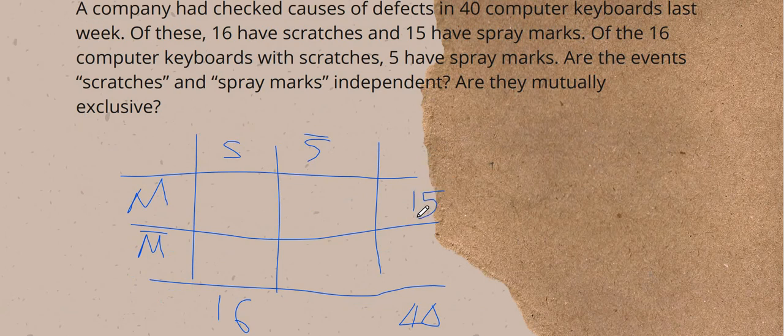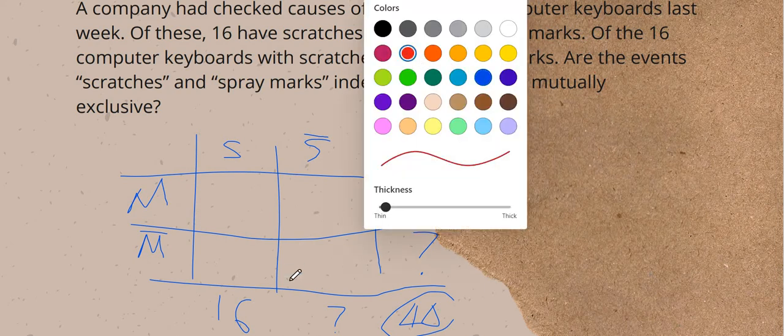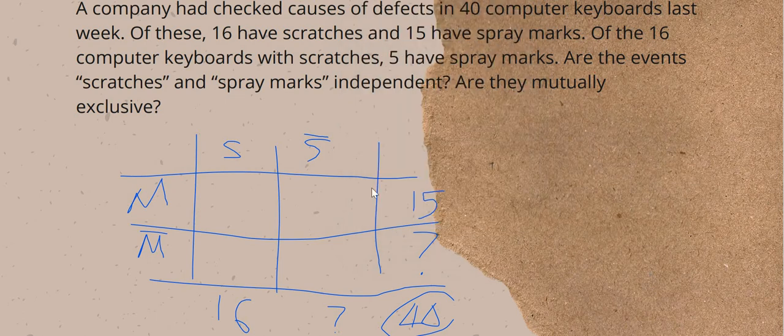Okay, so you can fill up, right? You can fill up what is this? What is this? Okay, because you have already the value here, 40. So what is the value here? Okay, the value should be 24, for the not scratch. Okay, this one S bar means that they have no scratch lah. And then how about this one? No spray marks will be 25.